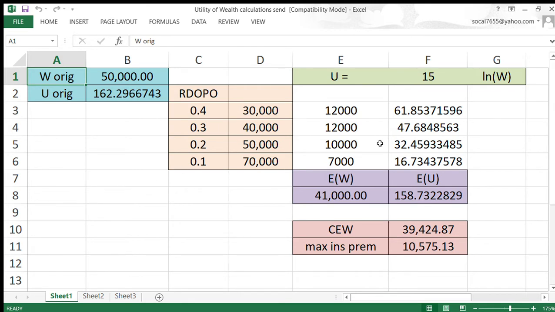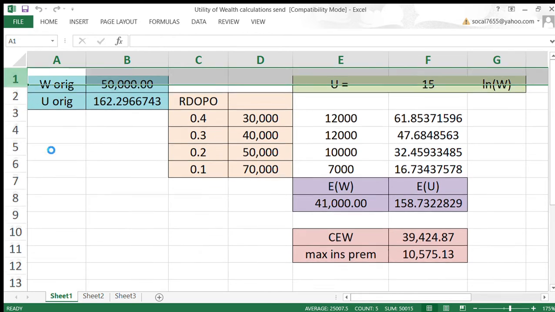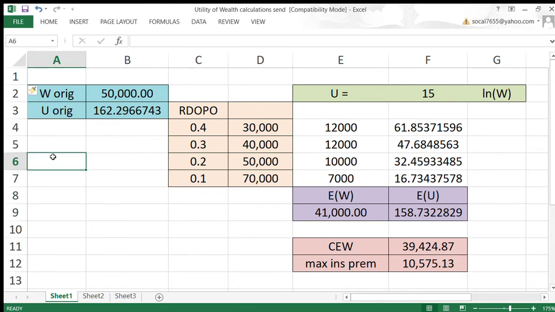I would now like to continue with our examination of the concept of utility of wealth functions, and we'll do so by looking at another example on a spreadsheet. In this example, we assume that we start with $50,000 of wealth, and that a risk appears, probably best understood by assuming the risk appears after markets close.